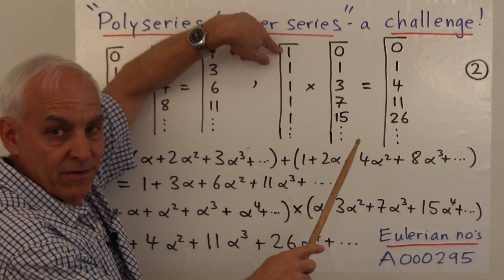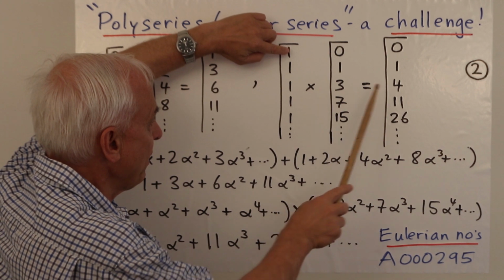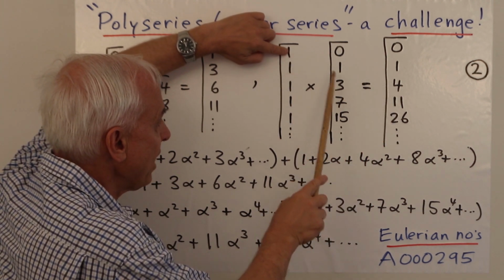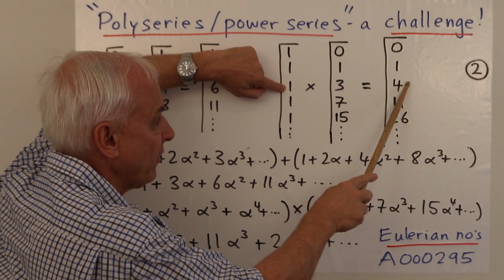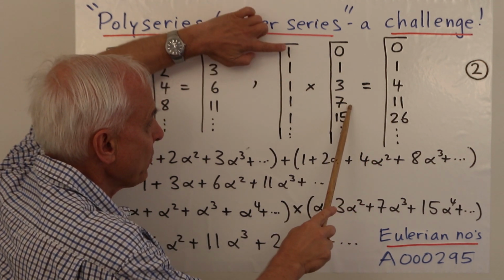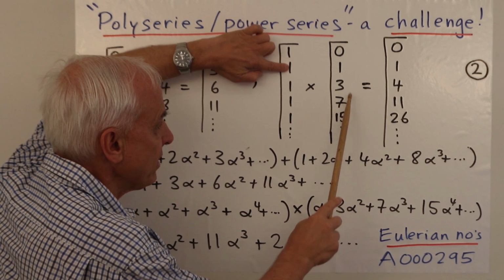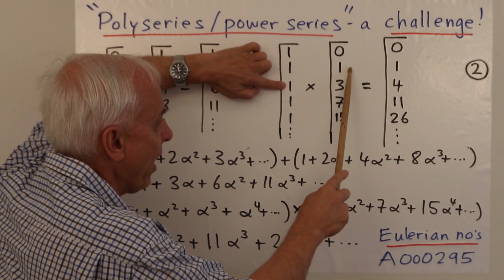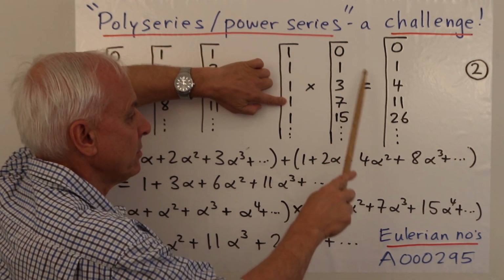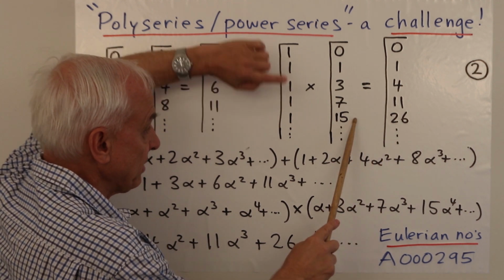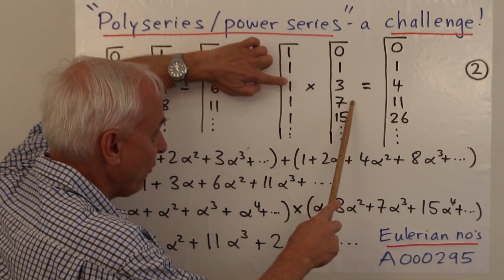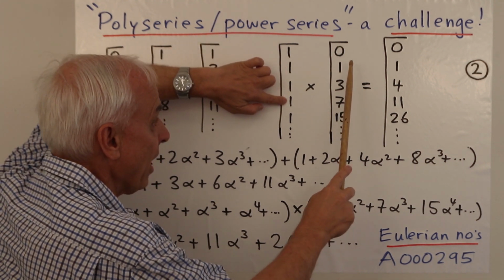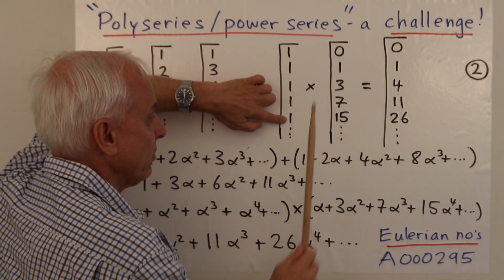I'm going to go through it this time to make sure we all know, okay? This 4 is obtained by 1 times 3 plus 1 times 1 plus 1 times 0. So that's 3 plus 1, that's 4. This 11 is obtained by 1 times 7 plus 1 times 3 plus 1 times 1 plus 1 times 0. It's 11. This 26 is obtained by 1 times 15 plus 1 times 7 plus 1 times 3 plus 1 times 1 plus 1 times 0.